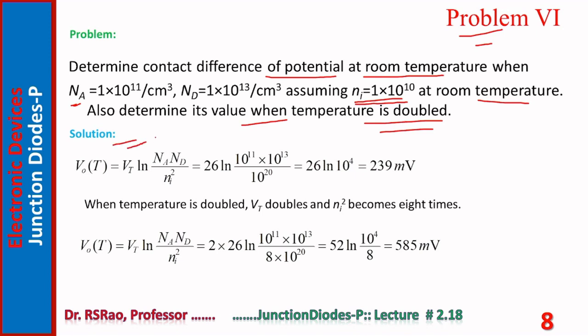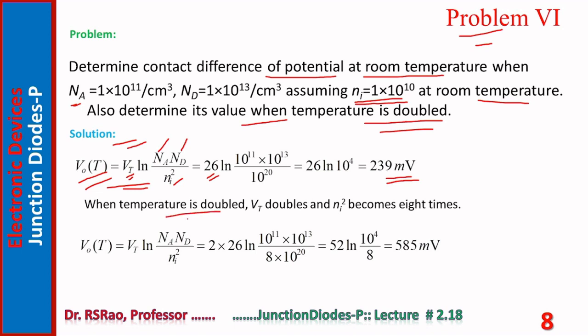Solution. Contact difference of potential V naught of T is Vt natural logarithm Na Nd by Ni square. This is the formula which we are going to use to determine contact difference of potential. Na is given, Nd is given, Ni is given. Substituting, we get 239 millivolts. Of course, Vt is volt equivalent of temperature. It is 26 millivolts at room temperature.